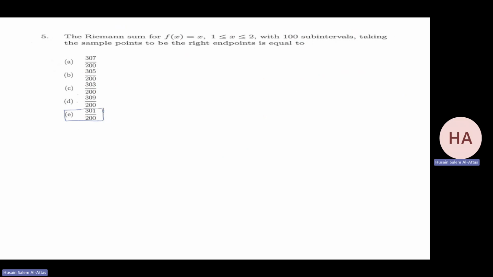Okay. The Riemann sum, just the regular sum, with 100 subintervals. Wow. Yeah, but the function is easy. So now we can deal with it. Take sample points to be the right endpoint. Okay. So n equals 100. What will delta x be? 2 minus 1, this is A, and this is B. So 2 minus 1 over 100. That will be 1 over 100. This is delta x.